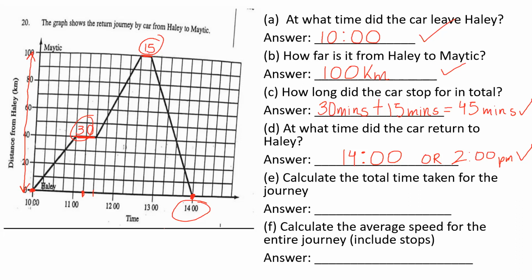So from 10 to 11, that's going to be what? 1 hour. From 11 to 12, that's 1 hour. And then from 12 to 1, that's another hour. From 13 to 14, that's another 1 hour, right? So 1 hour plus 1 hour plus 1 hour plus another hour, that's going to be what? 4 hours. Very good.